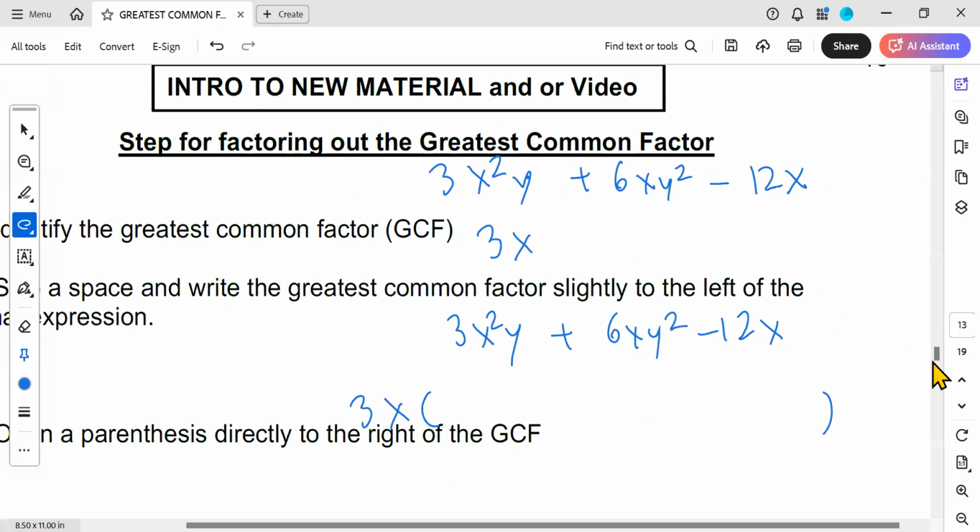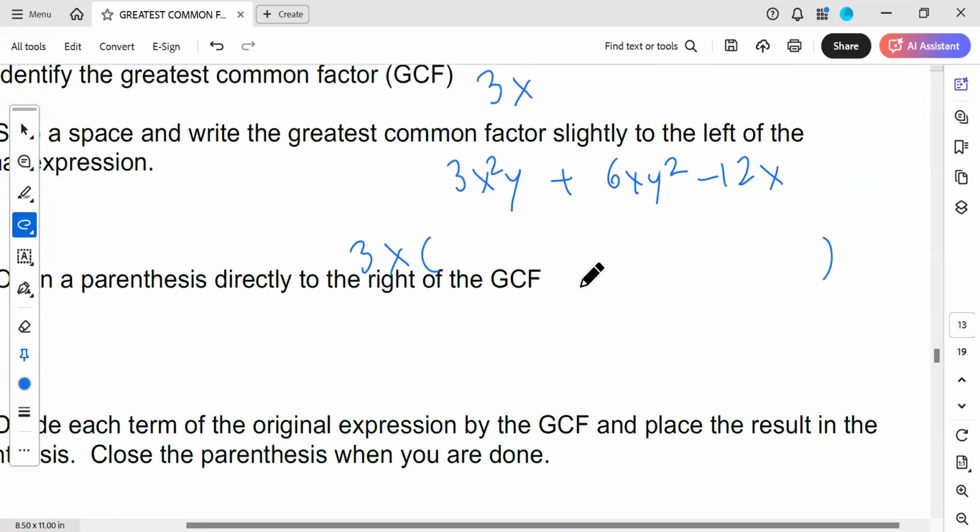And then after we open the parentheses, all we're going to do is take this GCF and divide each term by it. So I'm going to go under here and put the GCF under each term. A quick note to the wise: if you did the GCF properly, you should never get a negative exponent when you divide. It's all either going to cancel out or give you positive exponents.